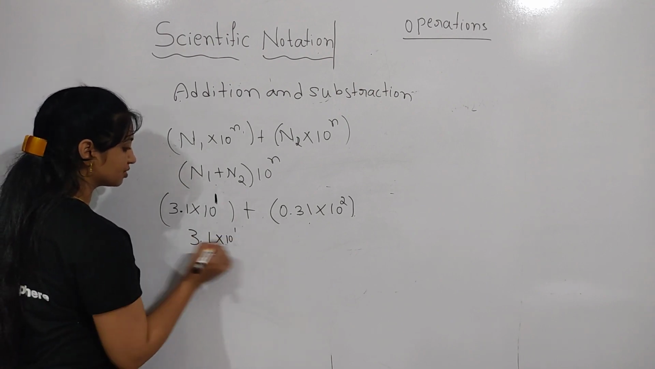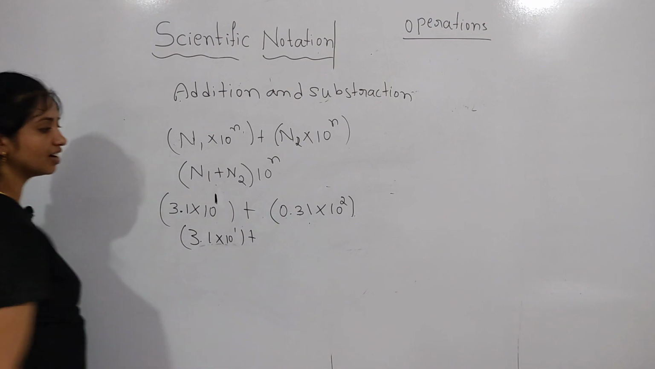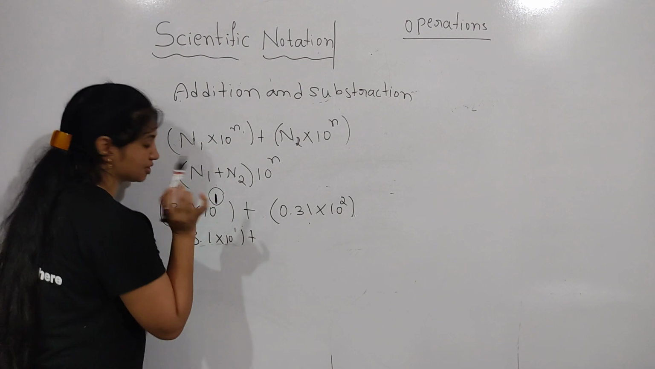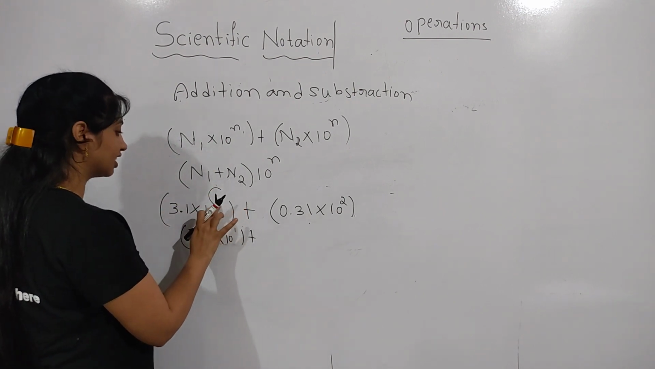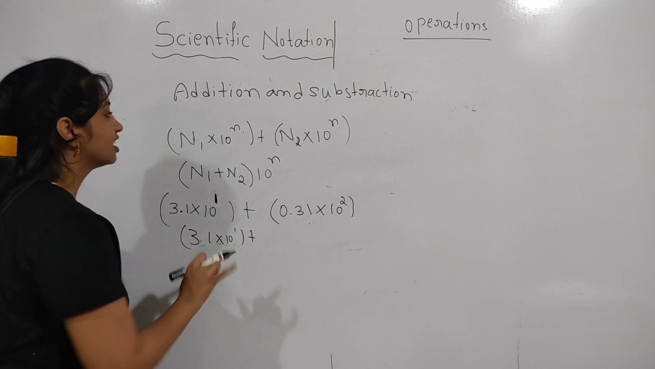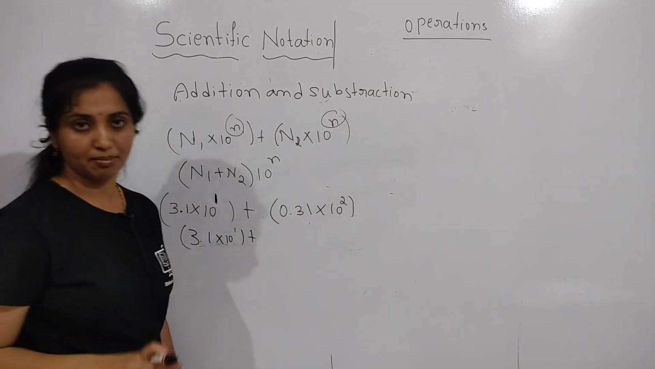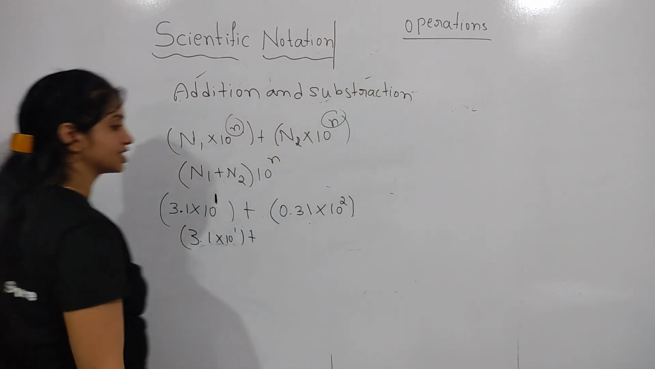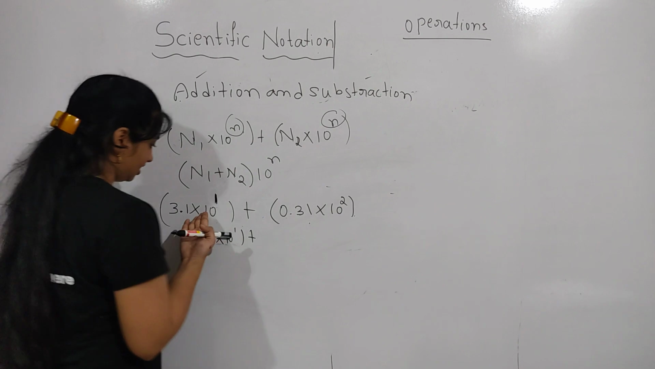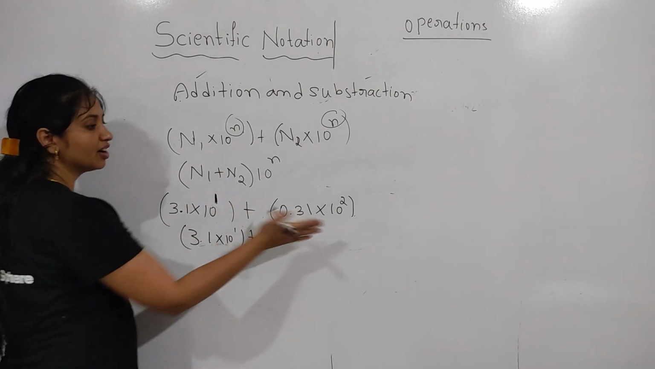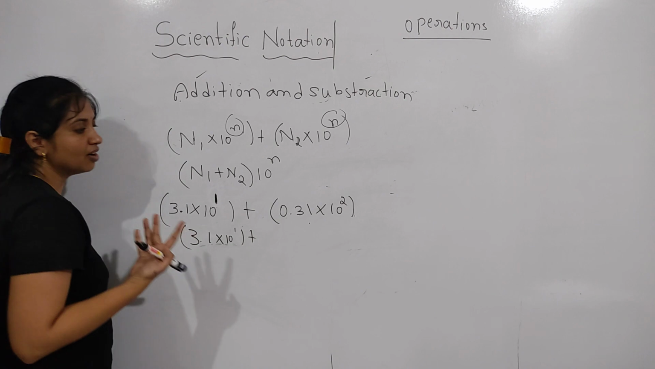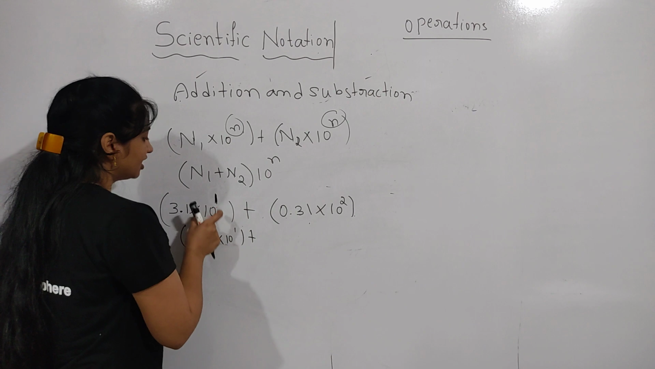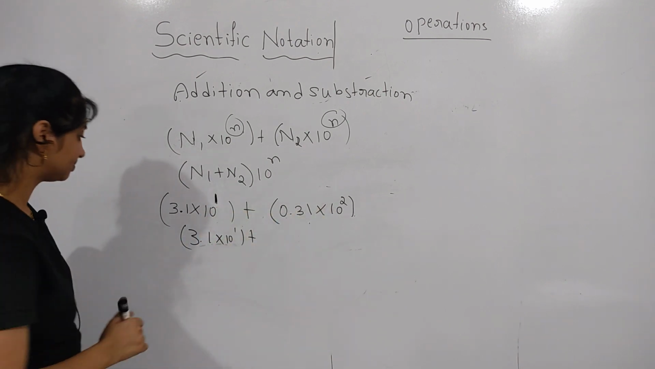3.1 into 10 raised to 1 plus, I convert this to the same exponent. In addition, we have one condition. What is that condition? The exponents must be the same in both numbers when the operation of addition or subtraction takes place. Then you convert this to 10 raised to 2, or you convert this to 10 raised to 1. Whatever it may be, just make the exponents the same here.